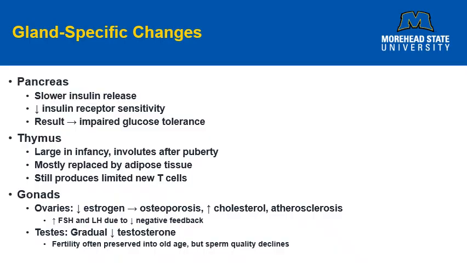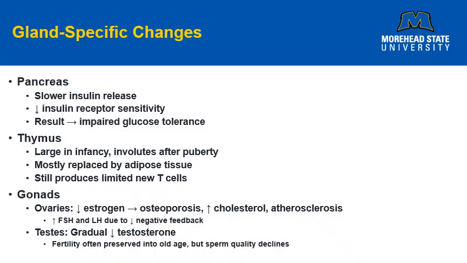The thymus changes over time, because it's large in infancy, it changes after puberty, and it's mostly replaced by adipose tissue. As we age, it still produces new T cells, so there's not much of a dramatic change there.